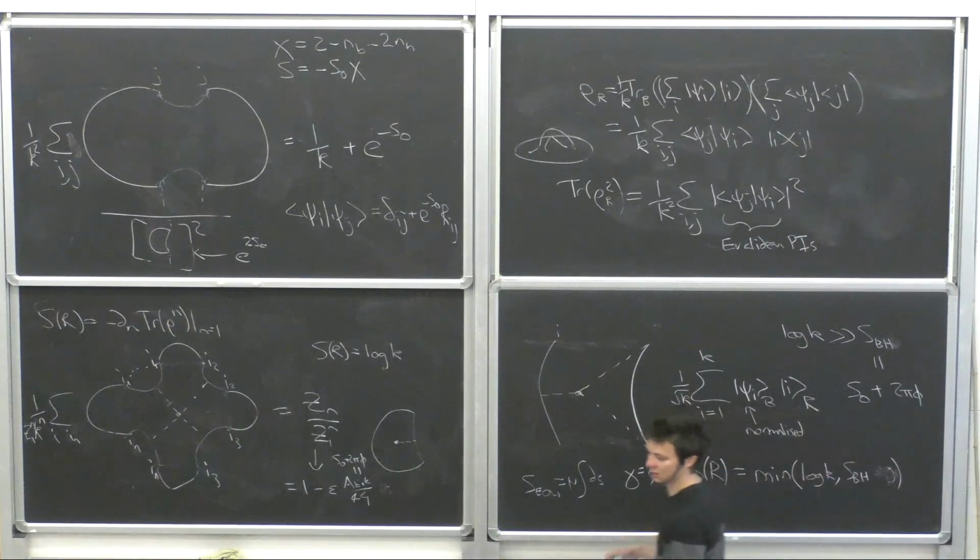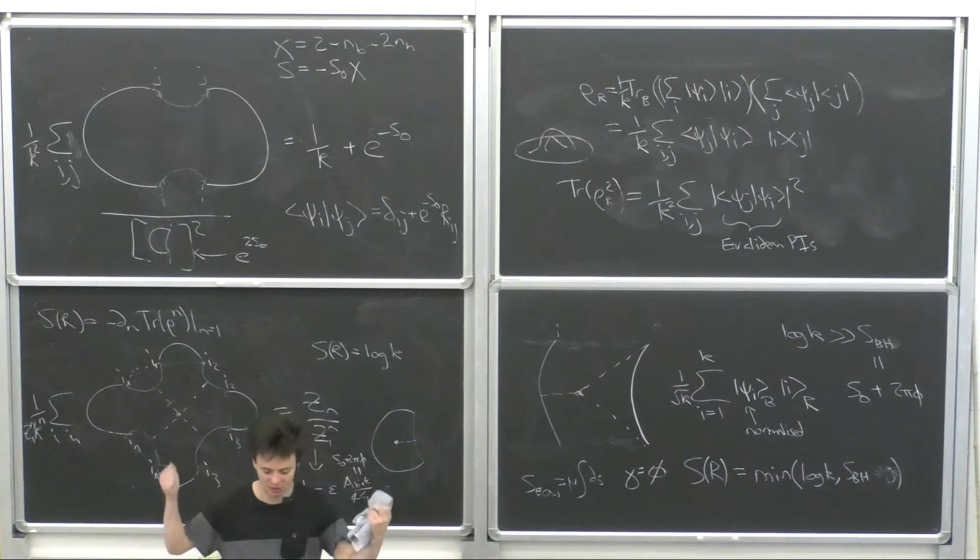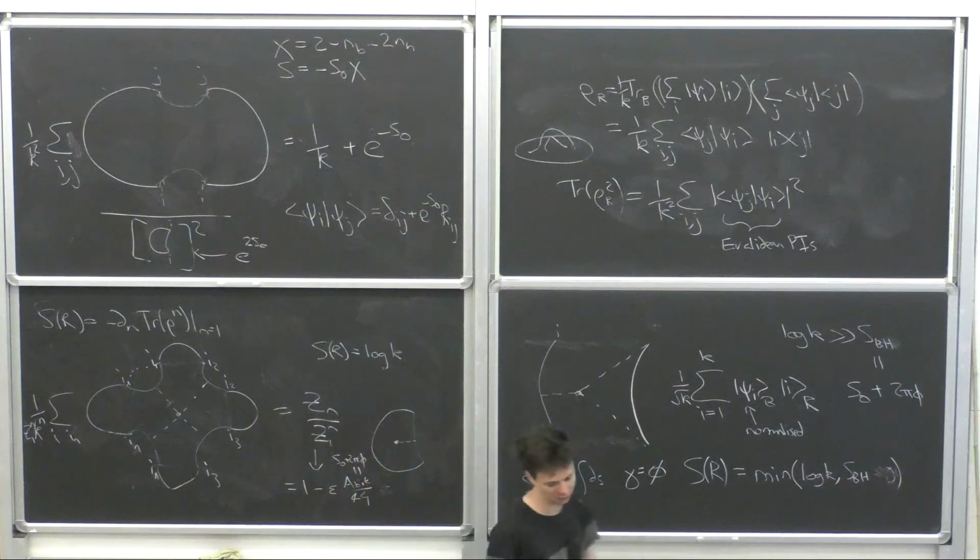Okay, so this is just the Page curve. So we have successfully derived the Page curve in this very, very, very stupid model.